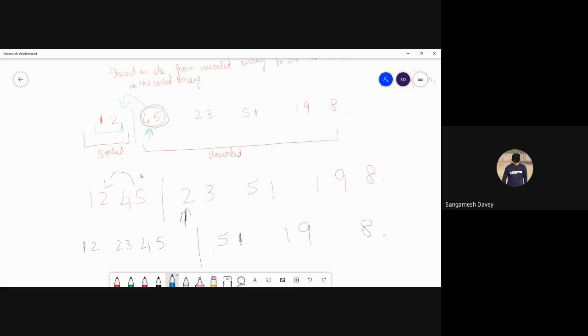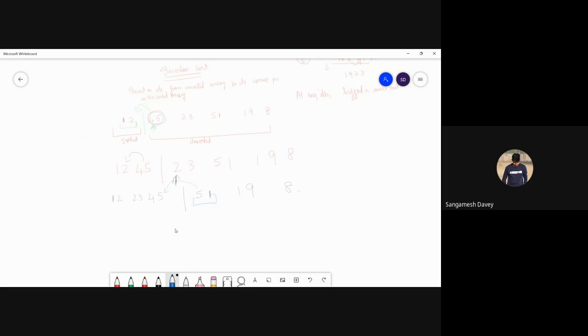Now you compare 51 starting from this element. You compare 51 with 45. 51 is greater than 45, right? So just put 51 there: 12, 23, 45, 51. And then you'll compare with 19. Again, you'll start comparing from the rightmost element, so you'll compare with 51. If it's less than 51, you'll again compare the next element.